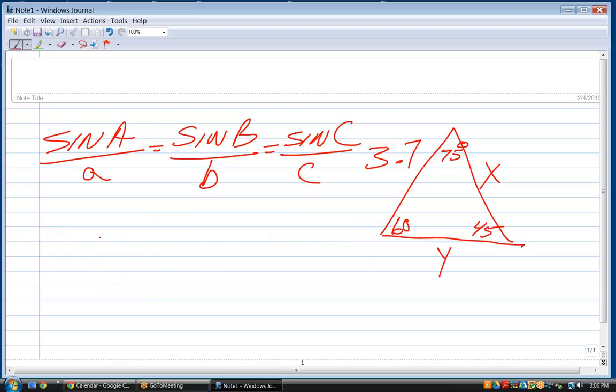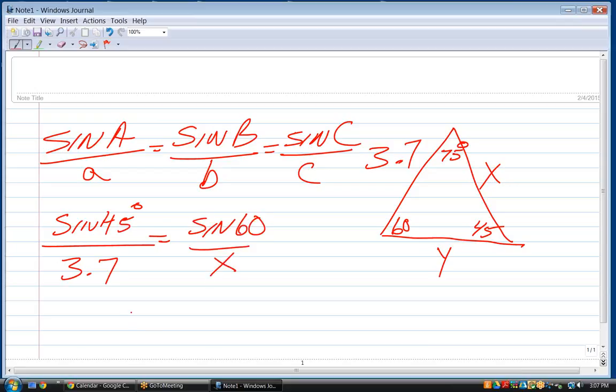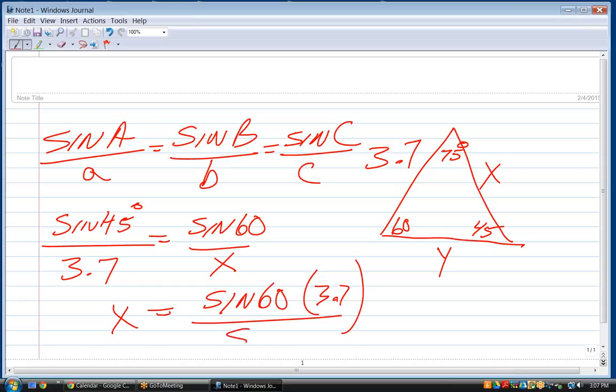Do you have a calculator in front of you? Okay, let's do the algebra here. We're saying the sine of 45 over 3.7 equals the sine of 60 over x. Let's solve for x first. So x equals the sine of 60 times 3.7 divided by the sine of 45.